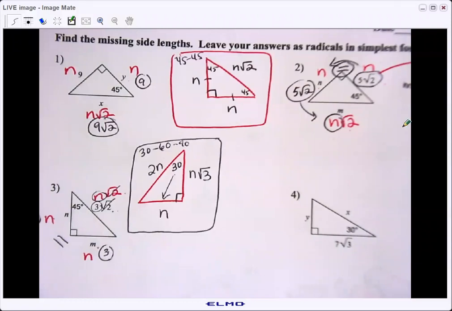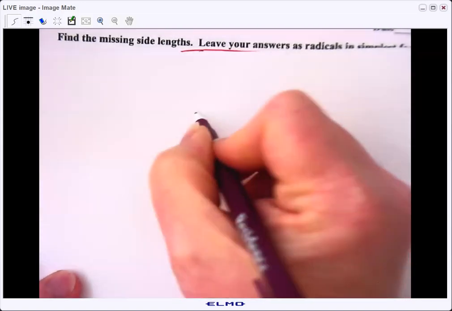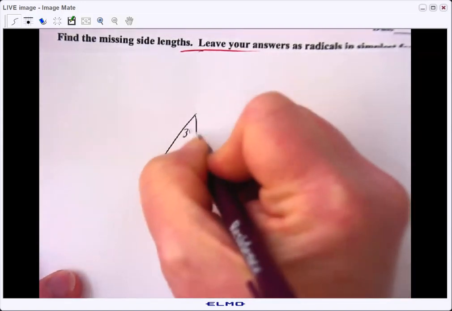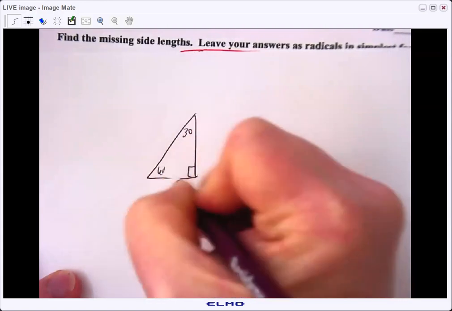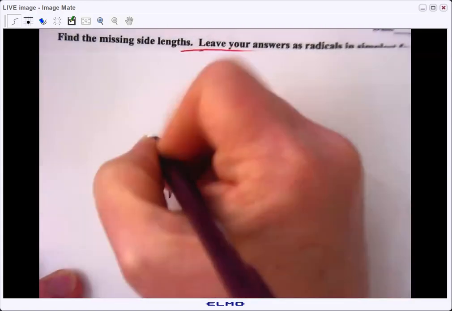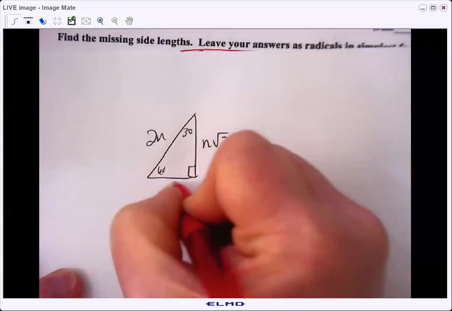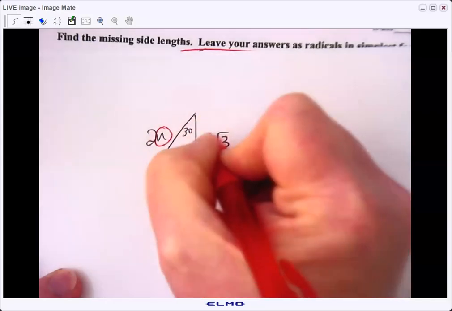Okay, a couple people put it in the chat box. They have in common n. Good. So they all have in common n. I'm going to do the same thing again real quick. So this is 30, 60, 90. There's n, 2n, and n root 3. They all have in common an n.